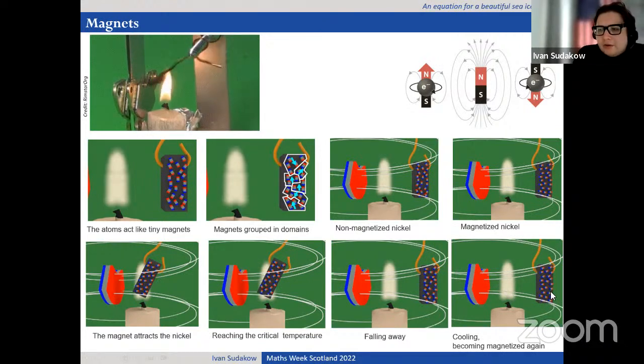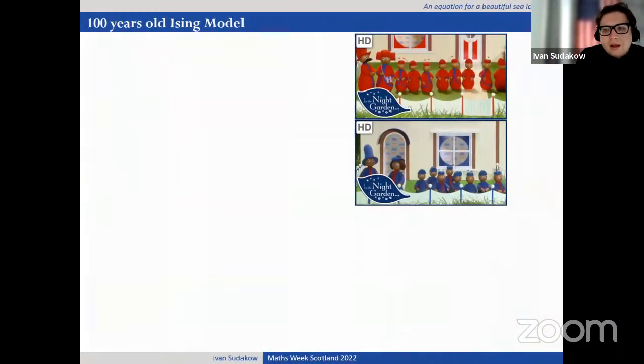because the temperature is decreasing, it's cooling down, and the magnets again try to sort everything out and align all together, and they want to be attracted by this magnet. This is the idea that the temperature can change the features of such a system.